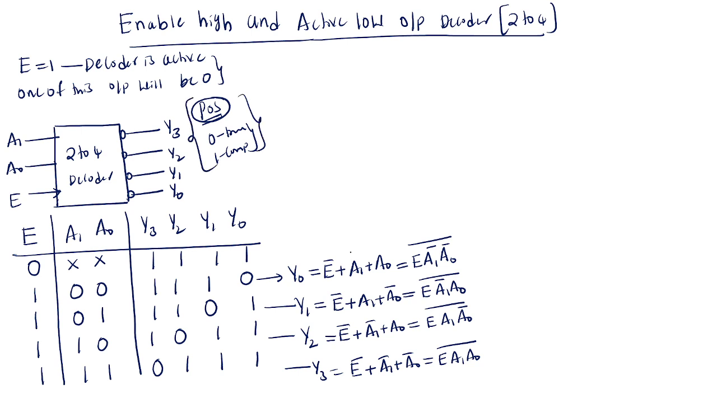So I'm writing for the max term. These are nothing but max terms. So I'm writing applying De Morgan's law, so I can arrange like this. If I arrange like this, I can use NAND gates also.